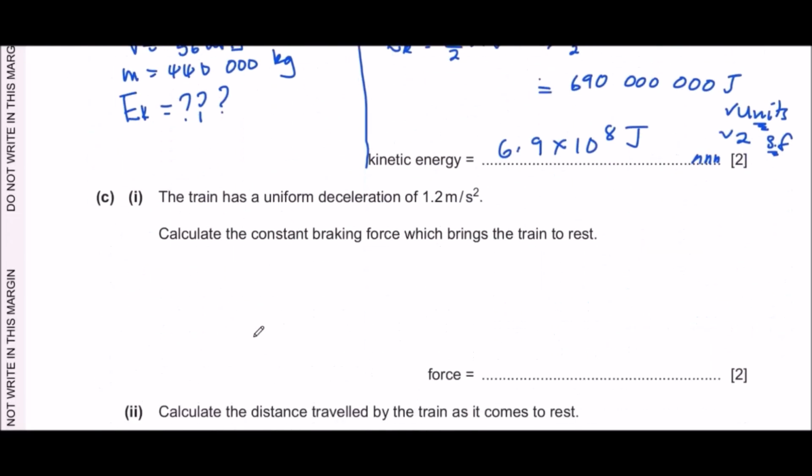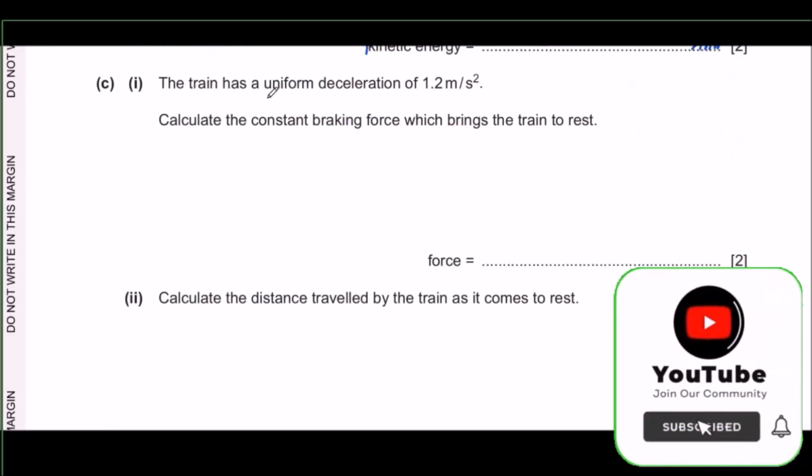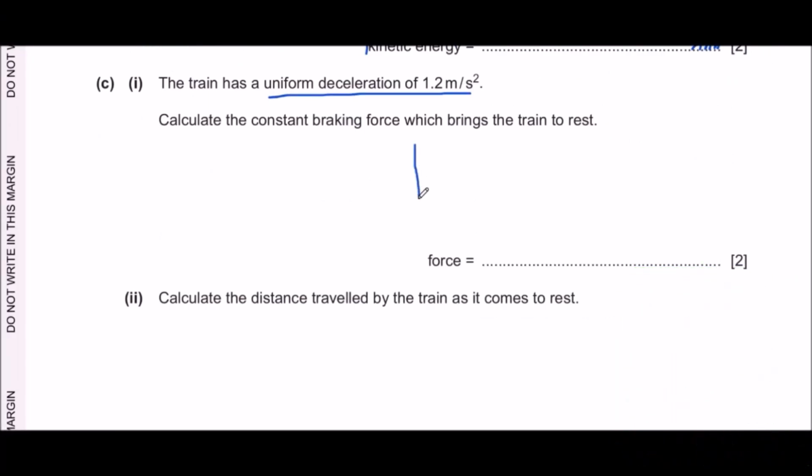So let's quickly now go to part C of the same question. Part C says the train has a uniform deceleration of 1.2. Calculate the constant braking force which brings the train to rest. So we are given acceleration of the train is minus 1.2 meters per square second. Where is the negative coming from? We know that deceleration is negative acceleration. So I will need this in my calculations. And they are saying find the braking force. So they want us to find the force, which is a question mark.